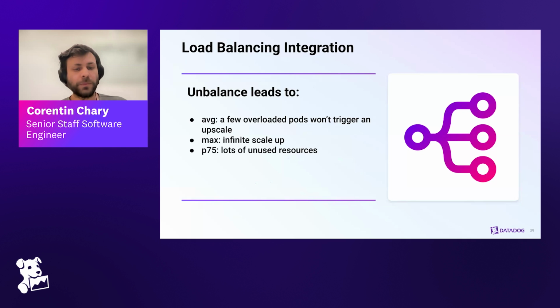Using a distribution is a potential solution there. You could use the P75, for example, and a few pods with higher traffic would lead to upscales, but that would also lead to unused resources.